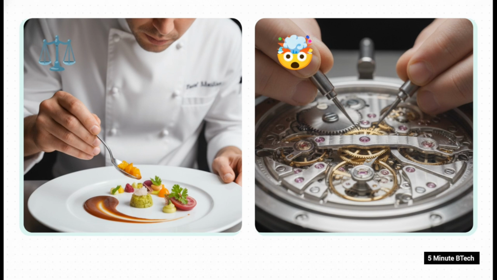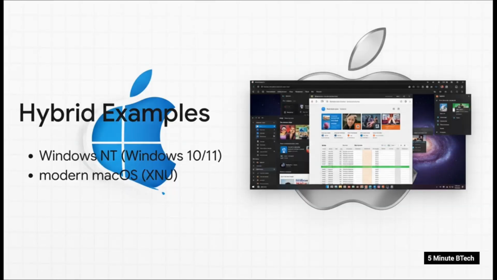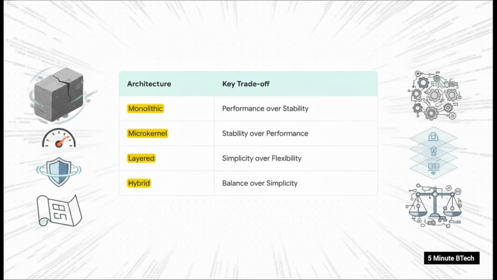The only real catch? Well, as you can probably guess, mashing two different design philosophies together makes the whole thing a lot more complex to build and to test. And chances are, this is the architecture you're using at this very moment. The Windows NT kernel, which is the heart of every modern version of Windows, is a classic hybrid. And like we mentioned before, Apple's XNU kernel in macOS also follows this model, blending that monolithic speed with microkernel stability.